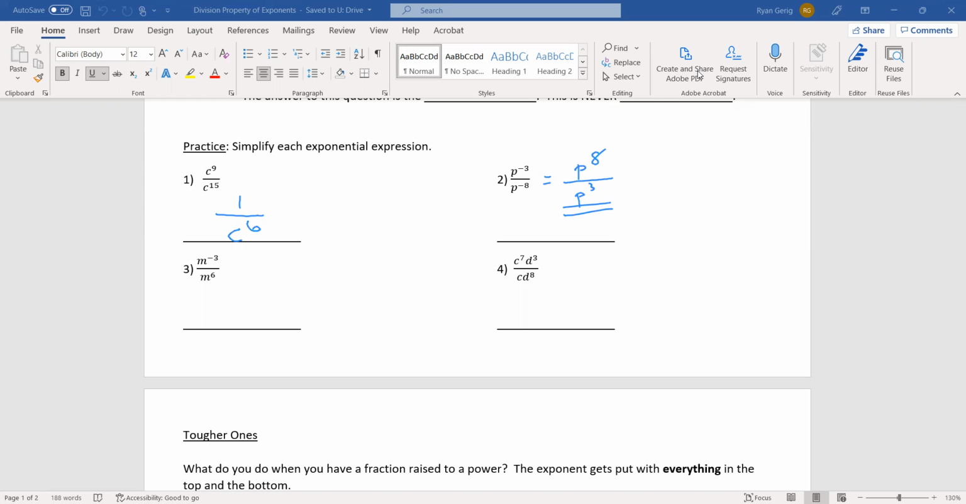Question 2, where are there more p's? Well, there's more p's on the top, right? How many more on the top? 5. I don't need to put it over 1. You can, but the answer to this one is just p to the 5th.